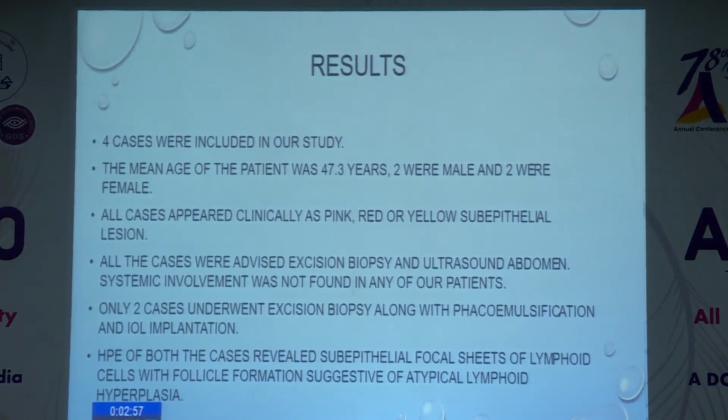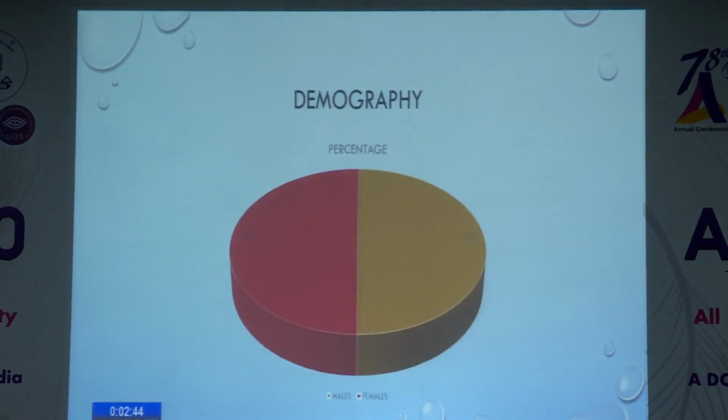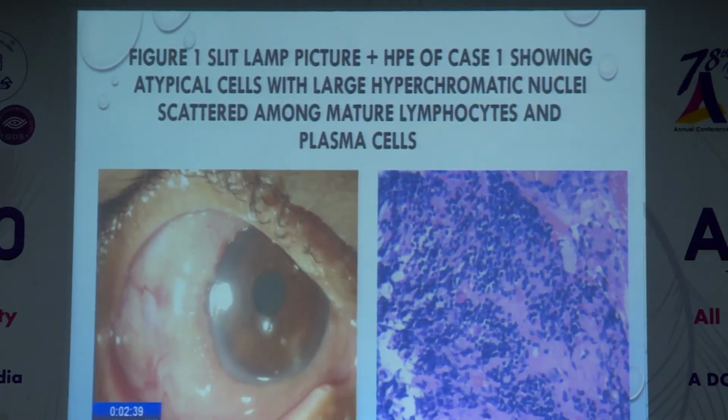Only 2 cases underwent excision biopsy along with phaco and IOL implantation. HPE of both the cases revealed subepithelial focal sheets of lymphoid cells with follicle formation, suggestive of atypical lymphoid hyperplasia. So as we see, 2 cases were male and 2 females, and this is a slit lamp picture of case 1 showing the conjunctival lymphoma, and the HPE of the same patient showing atypical cells with large hyperchromatic nuclei scattered among mature lymphocytes and plasma cells.